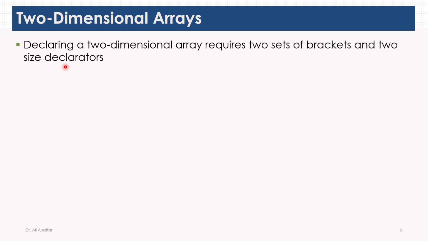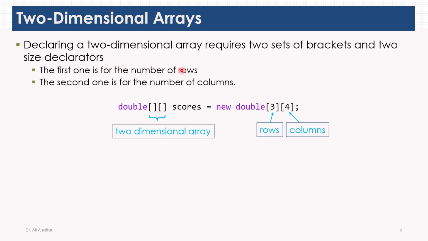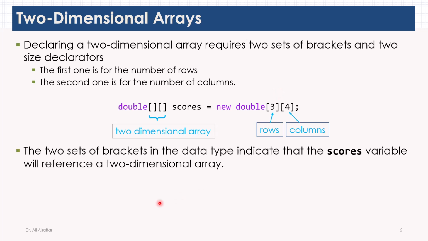To declare two-dimensional arrays, it requires two sets of brackets and two size declarators. The first one is for the number of rows, and the second one is for the number of columns. And this is syntactically how to define a two-dimensional array. The two sets of brackets indicate that we are declaring a two-dimensional array. The first dimension specifies the number of rows, and the second dimension specifies the number of columns. The two sets of brackets and the data type indicate that the scores variable will reference a two-dimensional array.